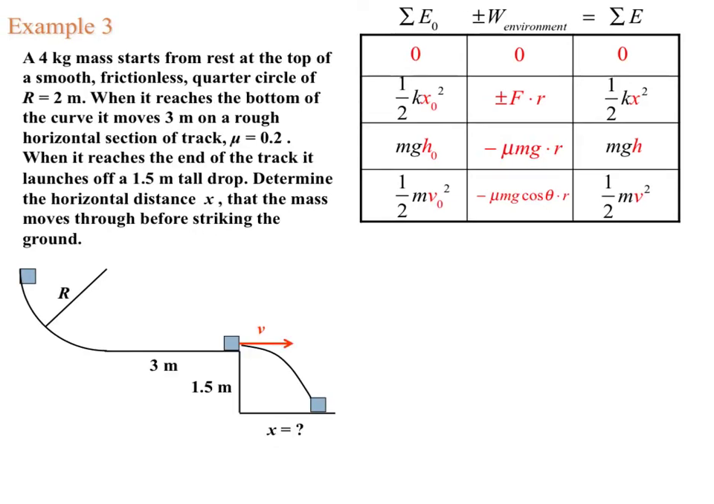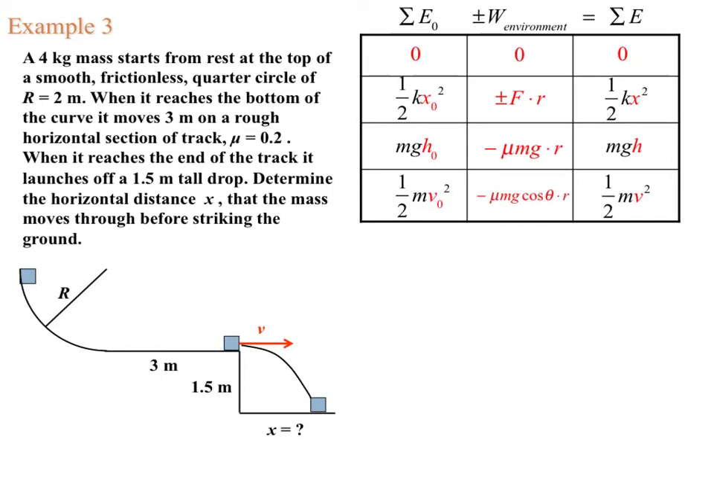In this example, a 4 kilogram mass starts from rest at the top of a smooth frictionless quarter circle of r is equal to 2m. When it reaches the bottom of the curve, it moves 3m on a rough horizontal section of track, mu is equal to 0.2. When it reaches the end of the track, it launches off a 1.5 meter tall drop. Determine the horizontal distance x that the mass moves through before striking the ground. Again, the same situation like we had before. We are trying to solve for the distance in which it moves through.